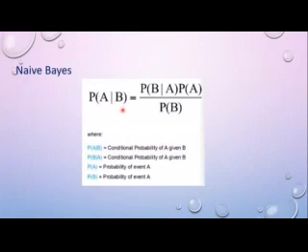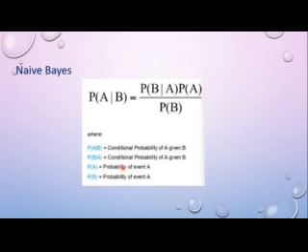Naive Bayes, remember, comes from the Bayes theorem and it has a formula: P of A given B is equal to P of B given A times P of A divided by P of B, where the first one stands for the conditional probability of A given B, P of B given A stands for the conditional probability of B given A, P of A is the probability of event A, and P of B represents the probability of event B. So this is the Naive Bayes theorem.